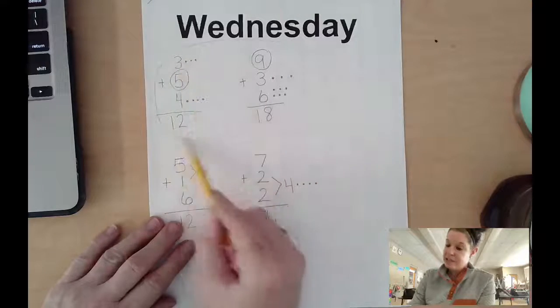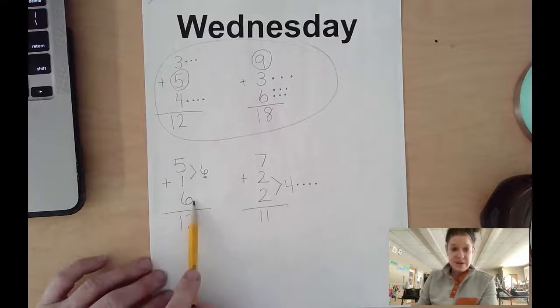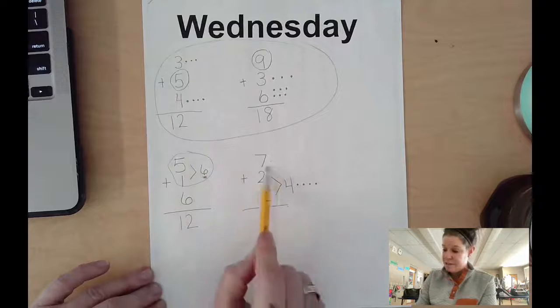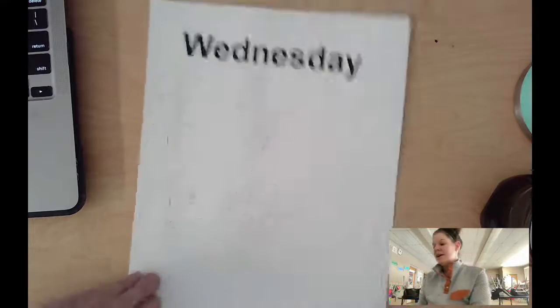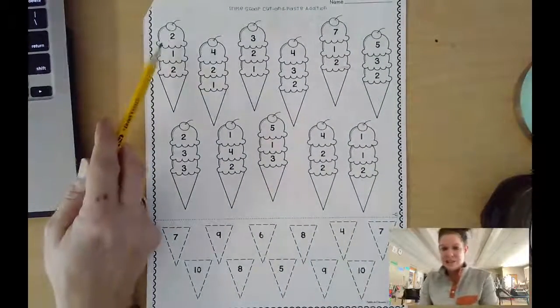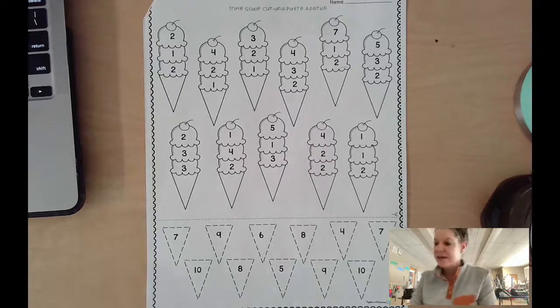You can use the strategy where you draw dots, or you can use the strategy where you first add two numbers together and then add the other one on. Okay? If you turn your page, you've got a page full of ice cream cones. On each scoop, you have an addend. Remember, an addend is a number that you add.